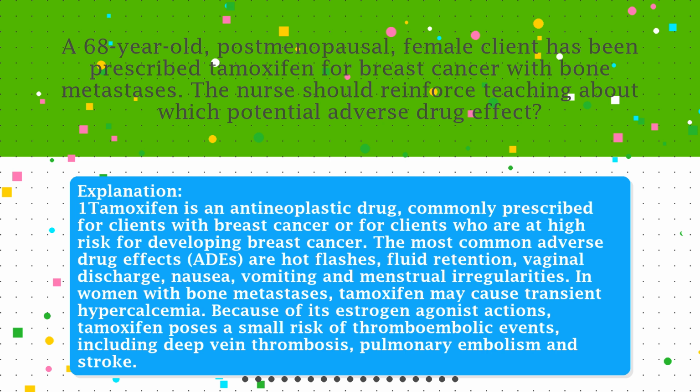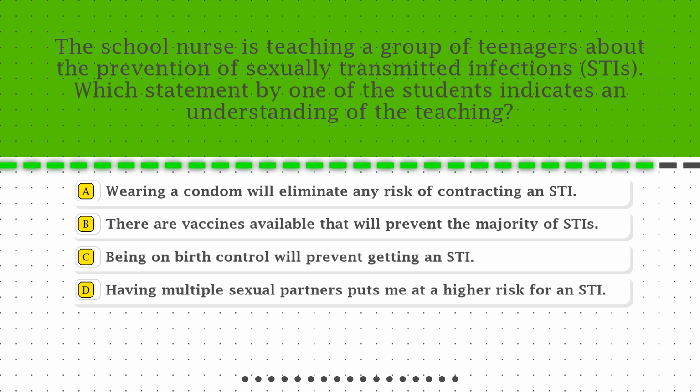and stroke. Question 7. The school nurse is teaching a group of teenagers about the prevention of sexually transmitted infections, STIs. Which statement by one of the students indicates an understanding of the teaching? Option A. Wearing a condom will eliminate any risk of contracting an STI. Option B. There are vaccines available that will prevent the majority of STIs. Option C. Being on birth control will prevent getting an STI. Option D. Having multiple sexual partners puts me at a higher risk for an STI.